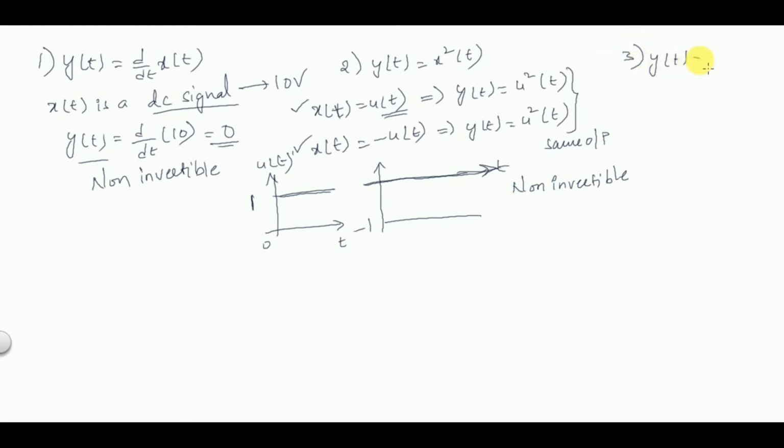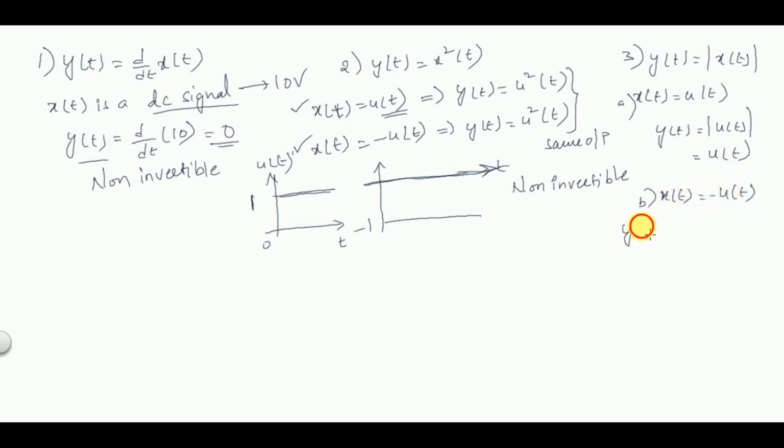y of t is equal to modulus of x of t. Same, when x of t is equal to u of t, then y of t is equal to modulus of u of t, which is equal to u of t. And similarly for the second case, for x of t equal to minus u of t, y of t is equal to modulus of minus u of t, so it will be u of t again. So for two different inputs, the output is going to be the same. Therefore it is also a non-invertible system.